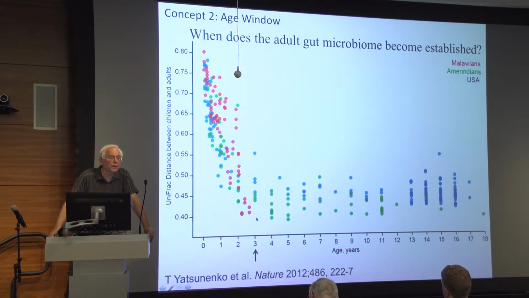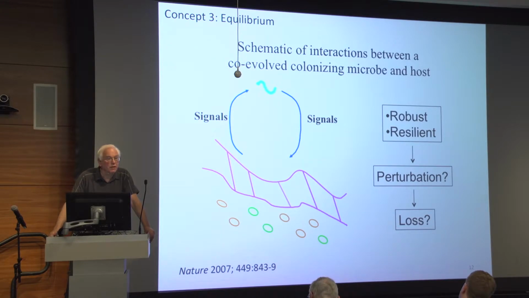And what's remarkable to me about this study is that the age of transition is the age of 3 years. The first 3 years of life is when the microbiome is the most dynamic, when it's developing. It's also the period of time when babies are developing. They're developing their metabolism, their immunity, and their cognition. Third concept I want to introduce is a concept of equilibrium.